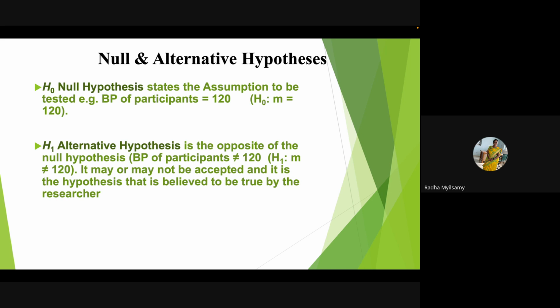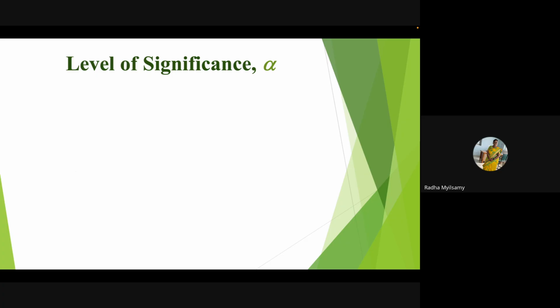The results which we want will always be in the alternative hypothesis. That's why we are always trying to reject the null hypothesis, because the result the researcher is interested in will be in the alternative hypothesis. So all statistical tests try to test whether the null hypothesis is correct or wrong. That is the main motive of all statistical analysis tests.